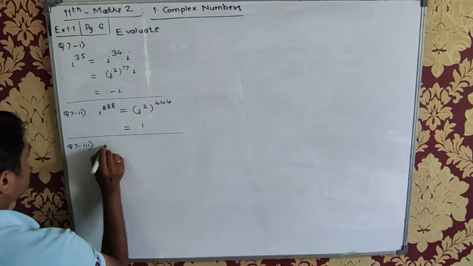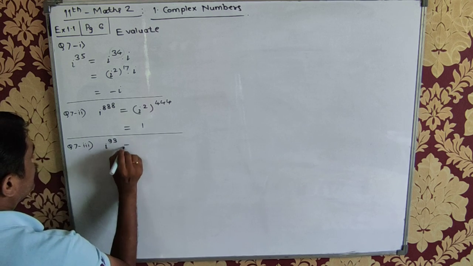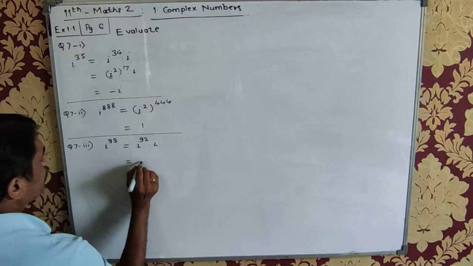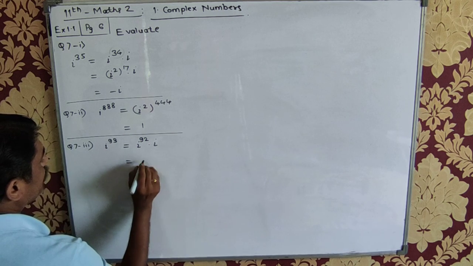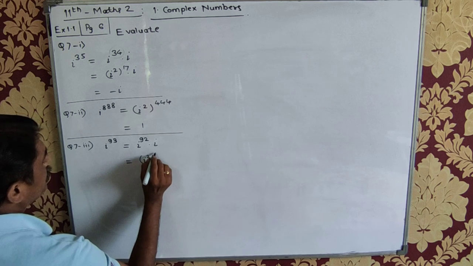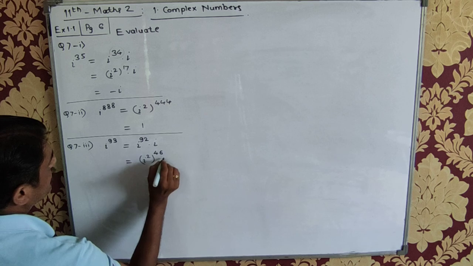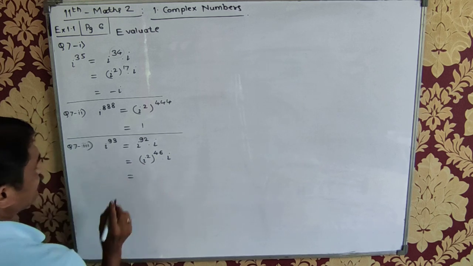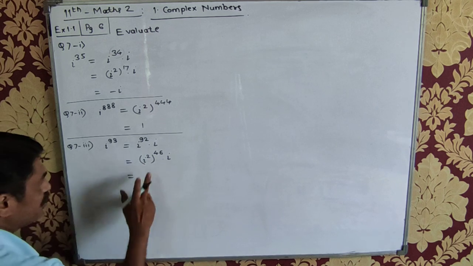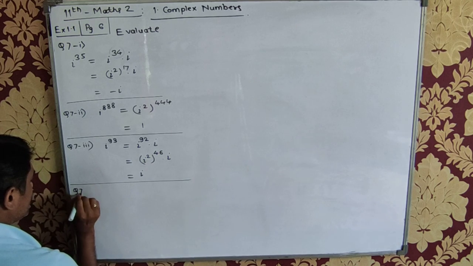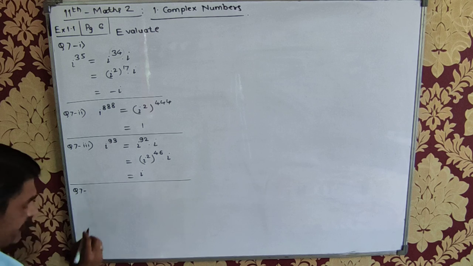i raised to 93. i raised to 94, 92 sorry, into i. That is my i square bracket raised to 46 into i. i square is minus 1. Minus 1 raised to even number is plus 1. So this is i. Question number 7 (iv).